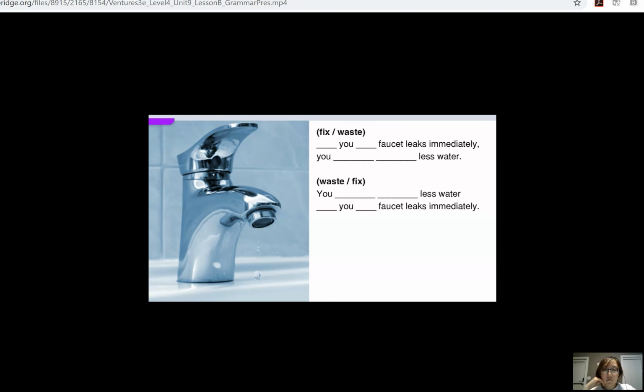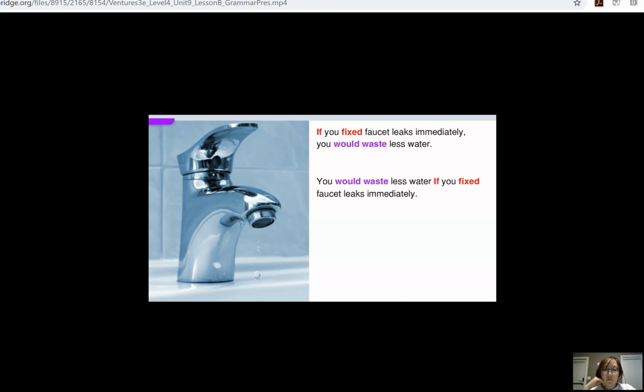Look at the picture. Then complete the two sentences about a present, unreal situation. Now listen to the sentences. If you fixed faucet leaks immediately, you would waste less water. You would waste less water if you fixed faucet leaks immediately.